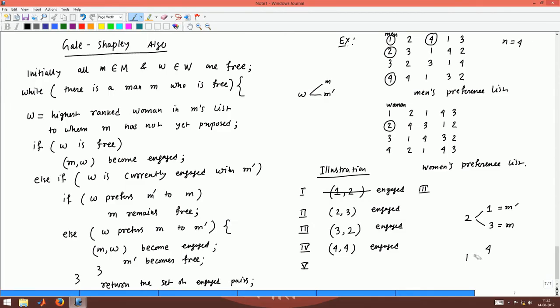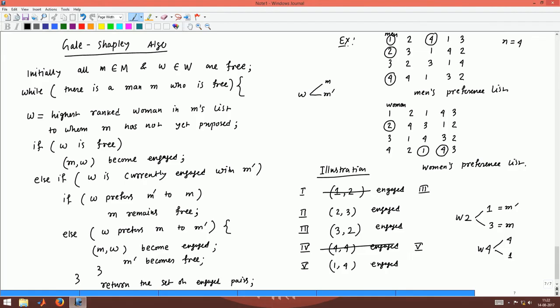okay, but 4 is not free. So, 4 is already engaged with 4, and woman 4 has a new proposal from 1. Now, she will look at her preference list, whom she prefers more, 1 or 4. So, 1 is a higher ranked man than 4. So, she will break this engagement at iteration 4, and she will be engaged with 1. So, 1 and 4 will be engaged.